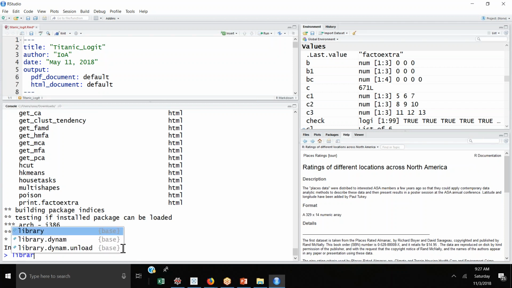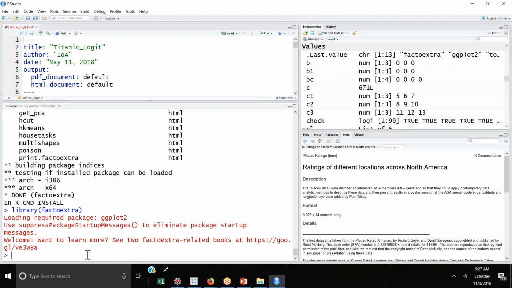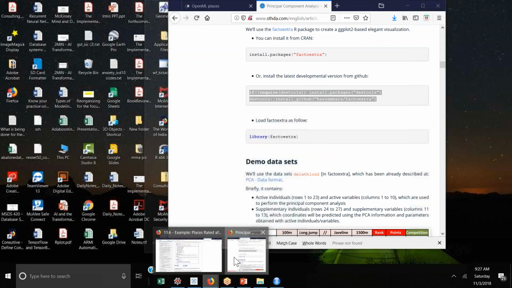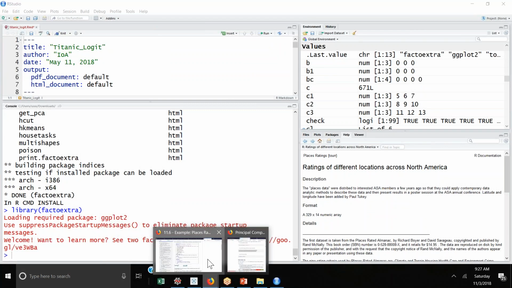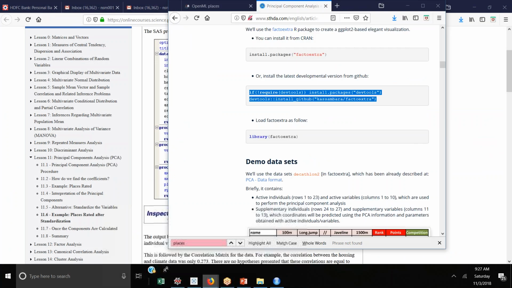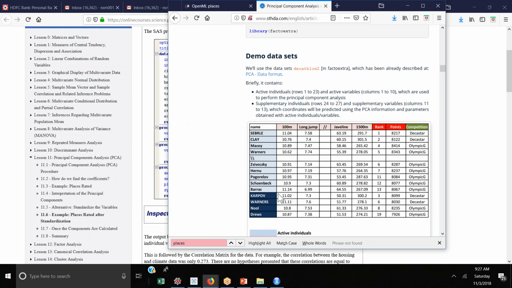Library. Factor extra is not coming. I don't know why. So maybe I have to refresh there. Okay, so factor extra is also with me now. It will help me to do some graphics. I'm hoping that the graphics is fascinating for you and you like it.